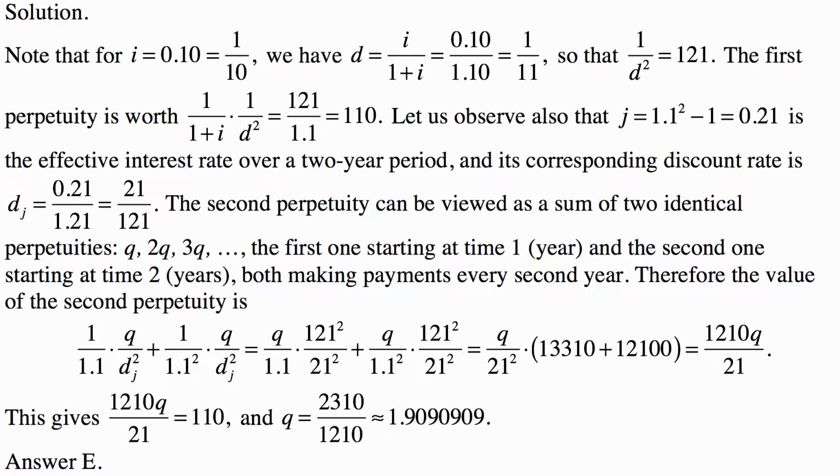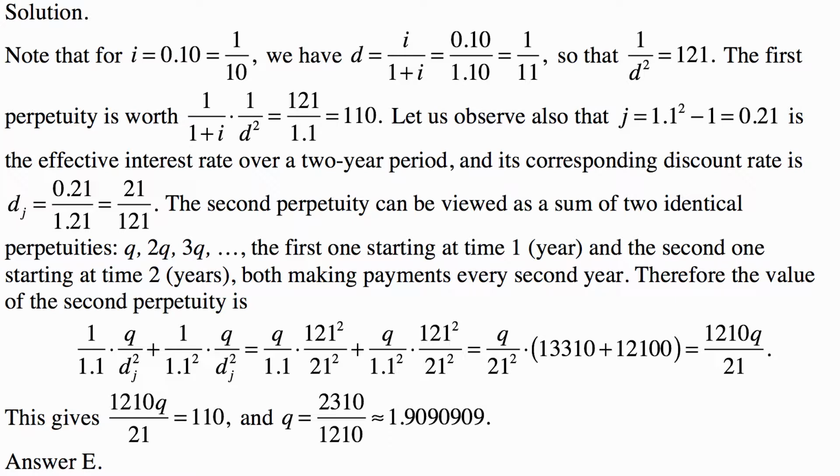And here's the solution. For the interest rate i equal to 10%, or 1/10, d, the discount rate, is i over 1 plus i, so it's 0.10 over 1.10, and that's the same as 1 over 11. So 1 over d would be 11, and 1 over d squared would be 121. The first perpetuity is worth 1 over 1 plus i times 1 over d squared, because it's a regular increasing perpetuity, 1, 2, 3, 4, and so on. And if the first payment came at time 0, then the present value would be 1 over d squared.